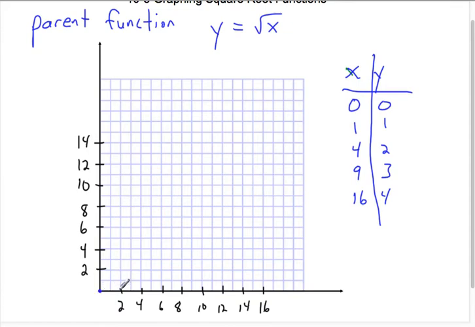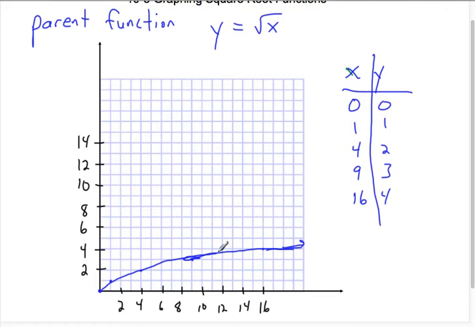So 0, 0, 1, 1, 4, 2, 9, 3, and 16, 4. So you can see it kind of loses altitude as it goes. It's never going to go back down. It's always going to kind of slightly go up, but it does definitely flatten out. Sorry, that's supposed to cross through that point there.